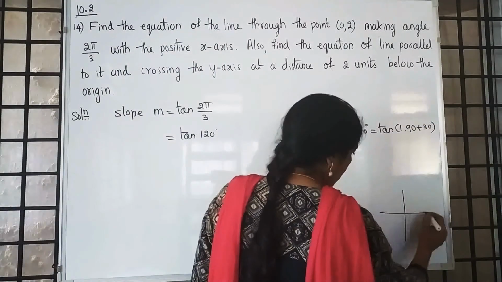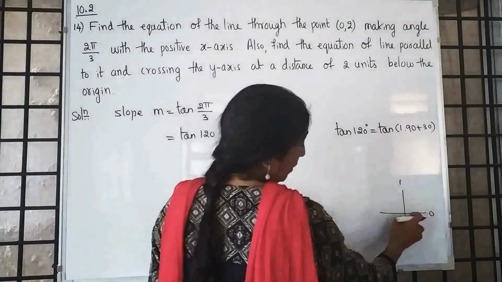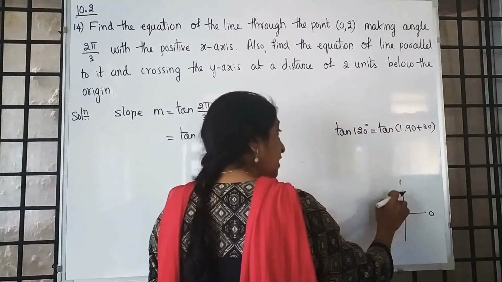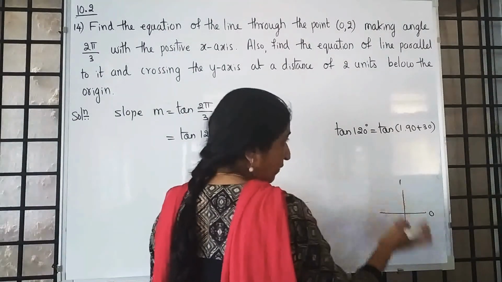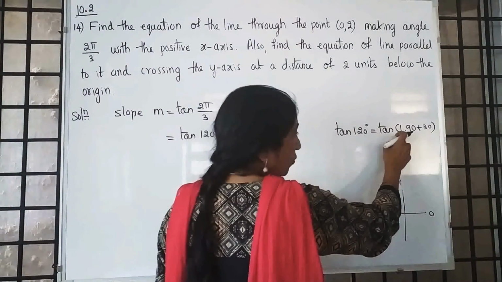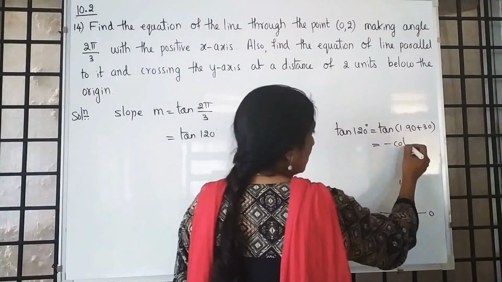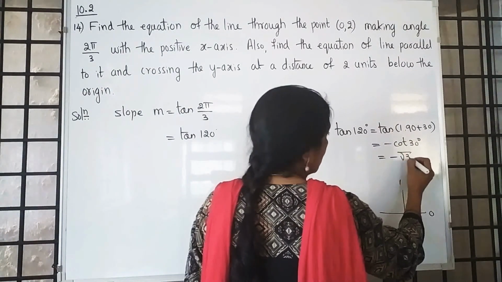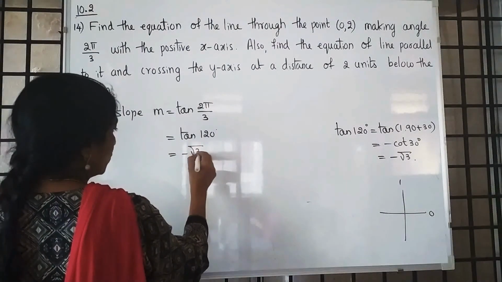Where does it come? See, this is 0 into 90, this is 1 into 90. It is 1 into 90 plus, second quadrant. In the second quadrant, tan is negative, that is first point. And the coefficient of 90 is odd, so tan changes to cot. Minus cot 30 degrees, and cot 30 degrees is root 3. It is minus root 3. So this value is minus root 3.